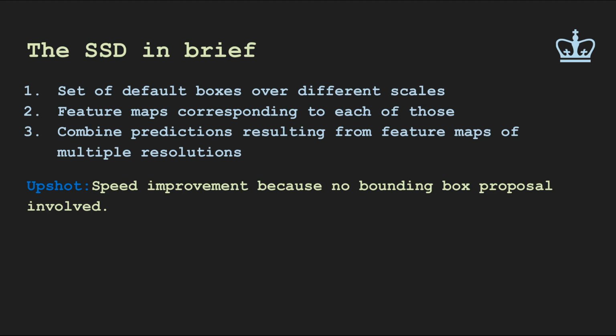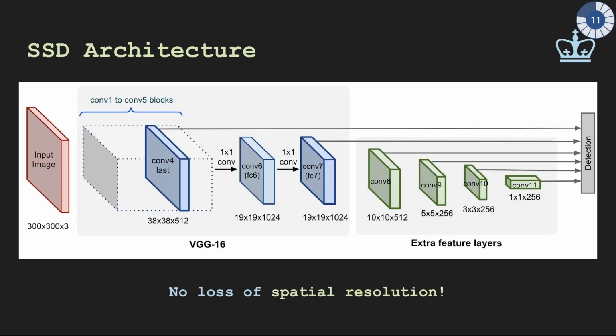The upshot of this architecture is that there is a speed improvement which comes from not having to use a dedicated region proposal network, which is what primarily slowed down some of the earlier architectures that were used in object detection. So that finally brings us to the architecture diagram.